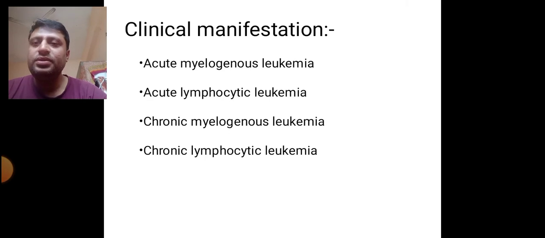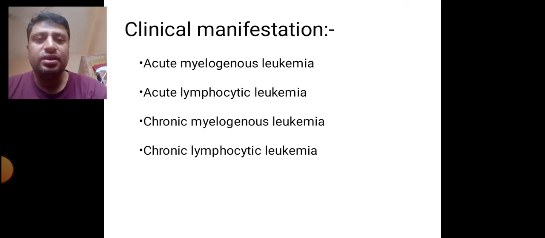Third type is chronic myelogenous leukemia. The manifestations are: in the earlier stage there are no symptoms in this disease, but later on fatigue and weakness, fever, sternal tenderness, weight loss, joint pain, massive splenomegaly, and increase in sweating.